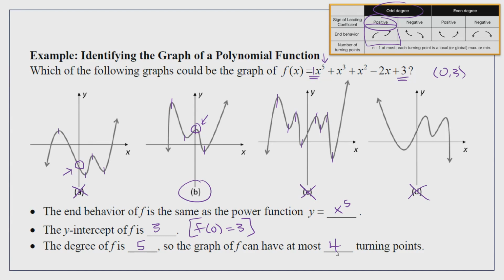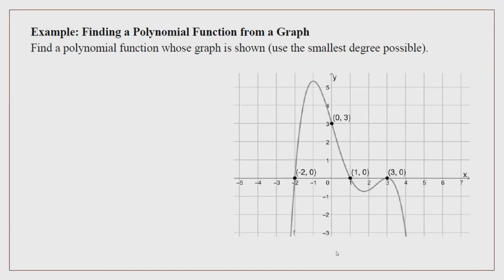All right. So we have looked at a lot when it comes to graphing polynomial functions. So let's conclude by bringing together all of the different things that we have learned in order to identify the polynomial function of this graph. Find a polynomial function whose graph is shown. Use the smallest degree possible.